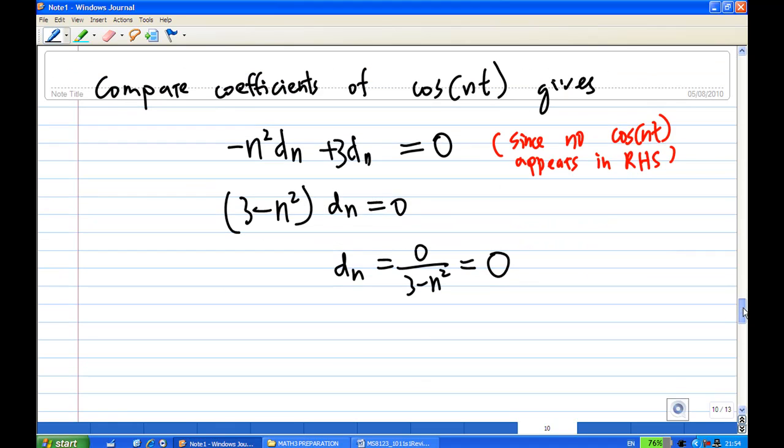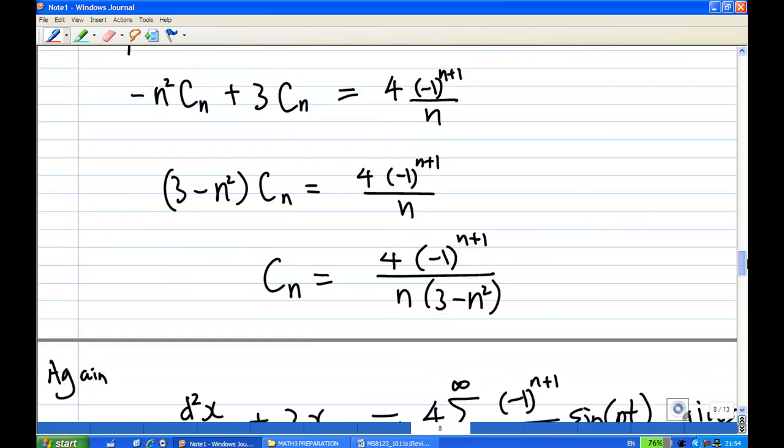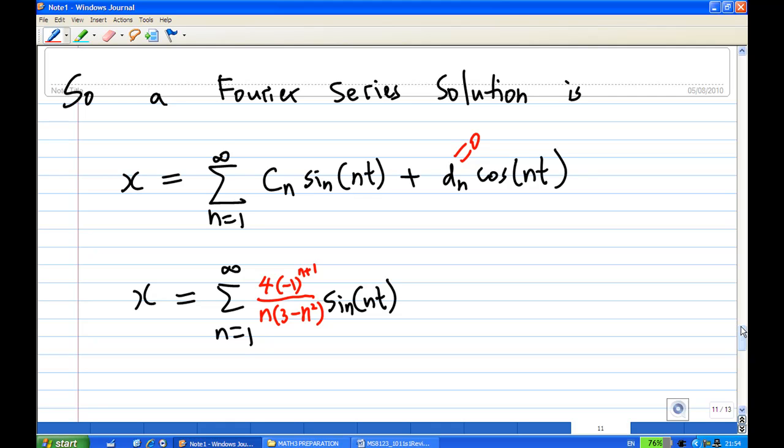So the Fourier series solution we have obtained now is x equal to the summation of c_n sin(nt) + d_n cos(nt), where we have found that d_n is equal to 0. And c_n is equal to 4(-1)^(n+1)/(n(3 - n²)), as we obtained before. Therefore, this is the Fourier series solution for the differential equation we want to solve. That's the end of the recording.